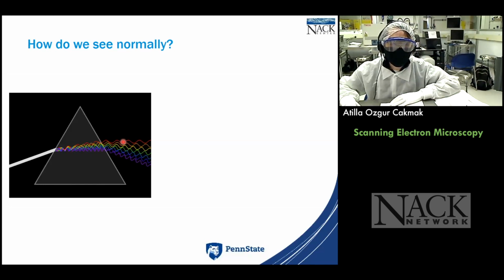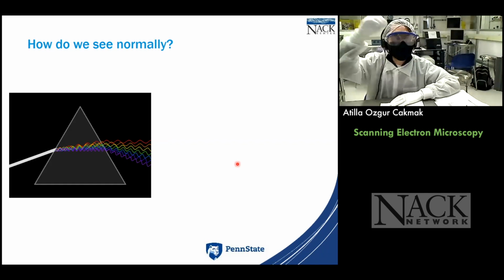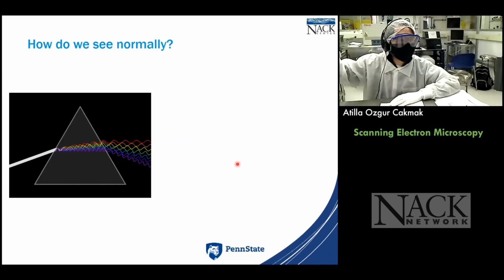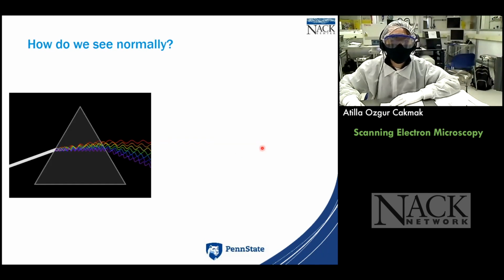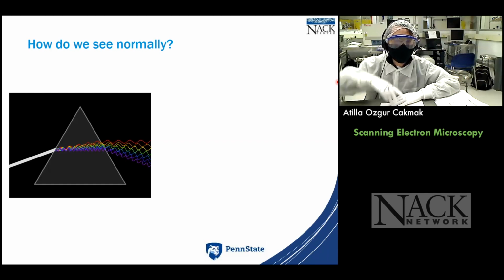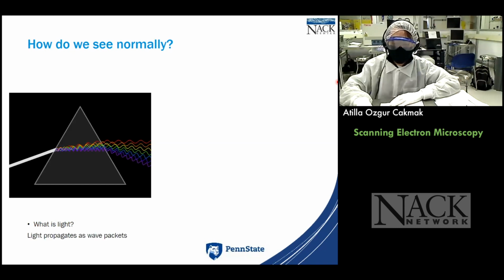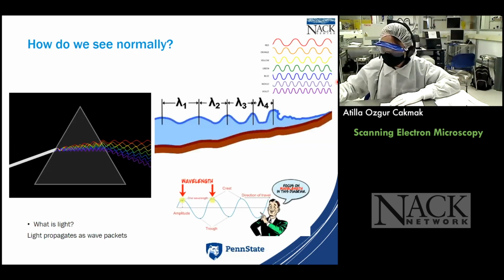light is a wave. So you see these periodic, sinusoidal, trigonometric functions that we will recall from our high school experiences or our classes. So the wave propagates in these periodic waveforms. So what is light? Light propagates as wave packages, as we were highlighting.